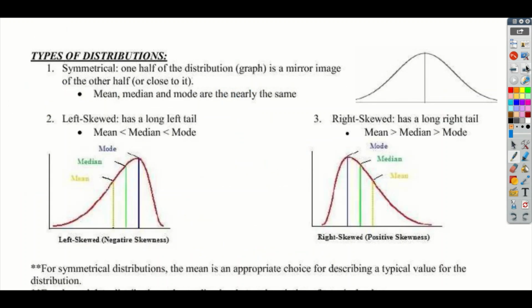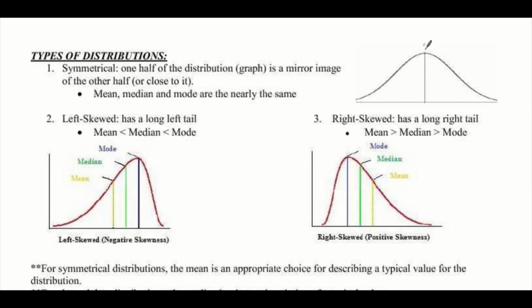Okay, types of distribution. So once again, a symmetrical distribution means it is a mirror image on both sides, pretty close to it. And the mean, median, and mode are all falling right along that line in the middle. They're basically the same.